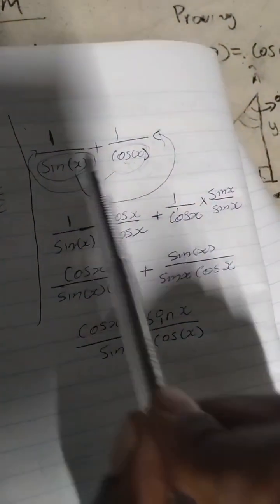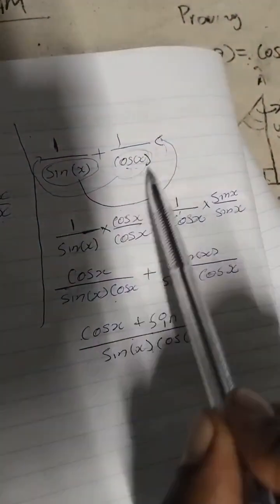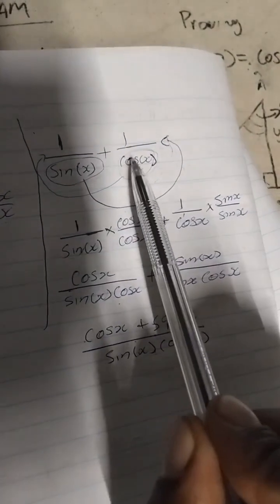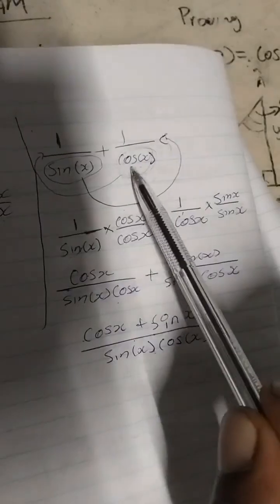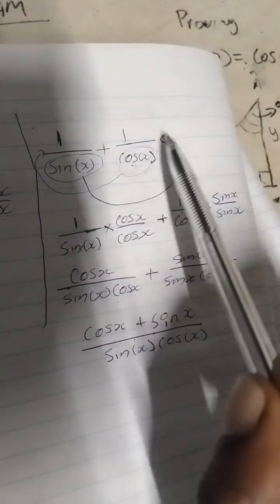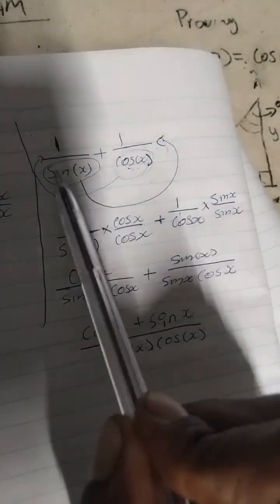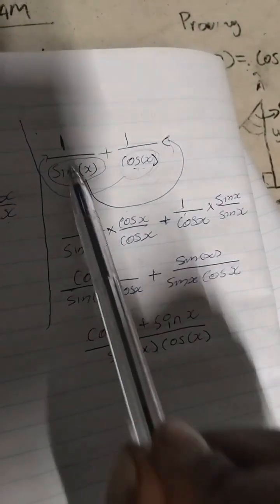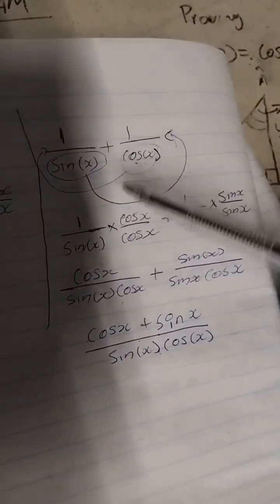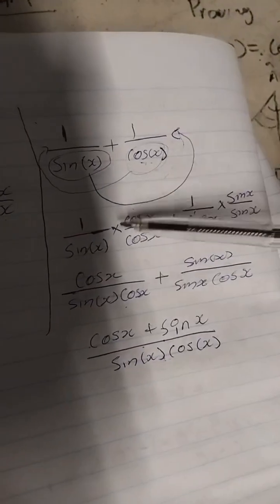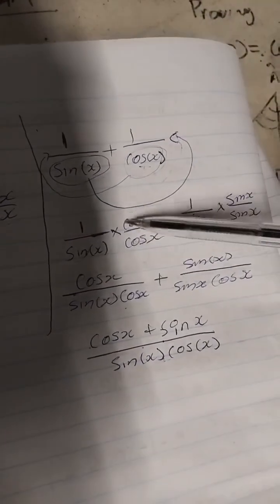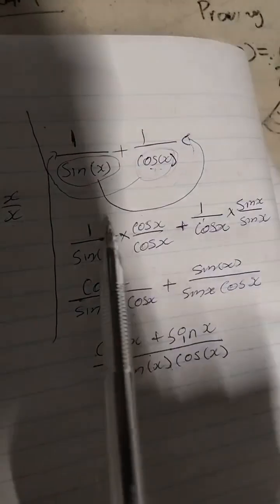This term is multiplied by the 1 which is derived from this denominator, and the second term is going to be multiplied by the 1 that is derived from the denominator of this first term. You can see 1 divided by sine x is going to be multiplied by cos x over cos x, which is simply 1.